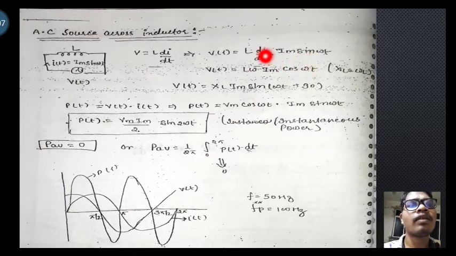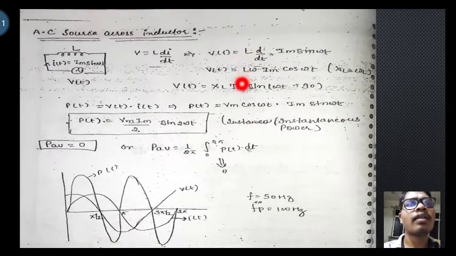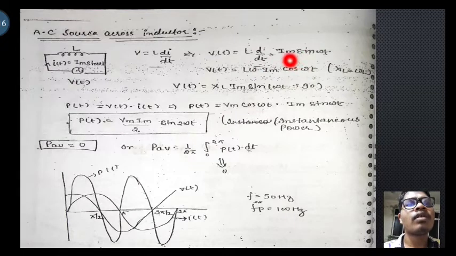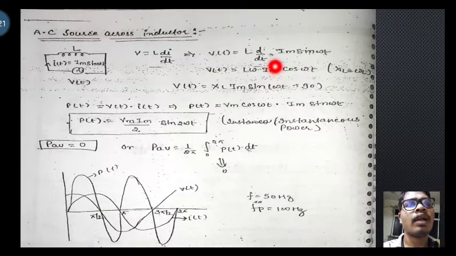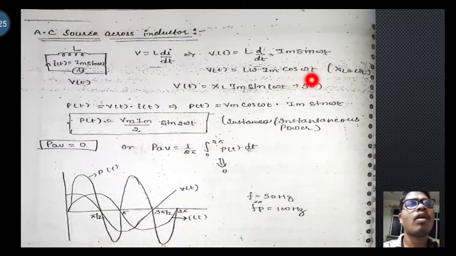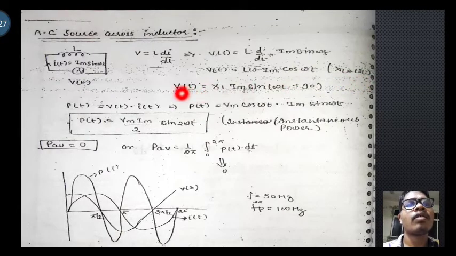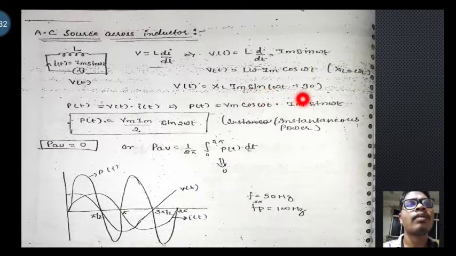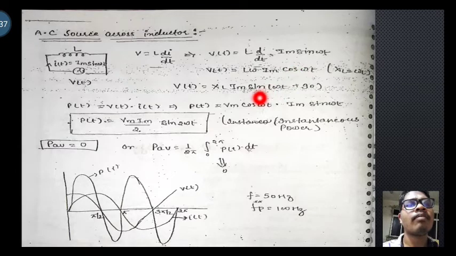After calculating the derivative, L stays as it is. The derivative of Im sin omega t: Im is the magnitude, that is a constant value, and the derivative of sin omega t is cos omega t. Also XL is equal to omega L. So V(t) is equal to XL Im sin(omega t + 90), because cos omega t is the same as sin(omega t + 90 degrees).